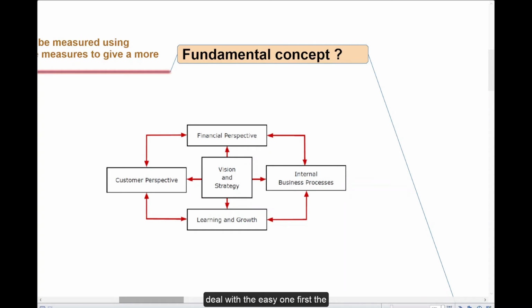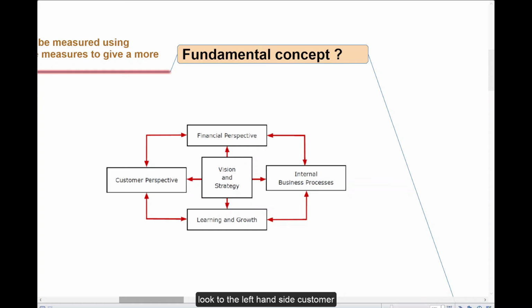Now let's deal with the easy one first, the financial perspective. What do they say about the financial perspective? Well, the financial perspective is really more of the same. In other words, they say, listen, we're not saying that financial measures or financial metrics are unimportant. We're not saying that return on capital employed, gross profit, net profit, interest cover, gearing, etc., are not important. They're a part of our balanced scorecard. So continue to measure those areas, of course. We're saying that they're one of 4.